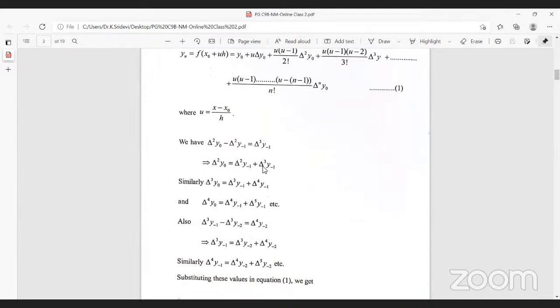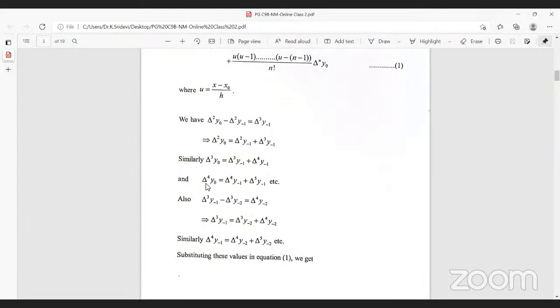And now, following the same procedure, we can write delta cube y naught is equal to delta cube y minus 1 plus delta to the power 4 y minus 1. And if we take another order, delta power 4 y naught is equal to delta power 4 y minus 1 plus delta to the power 5 y minus 1.